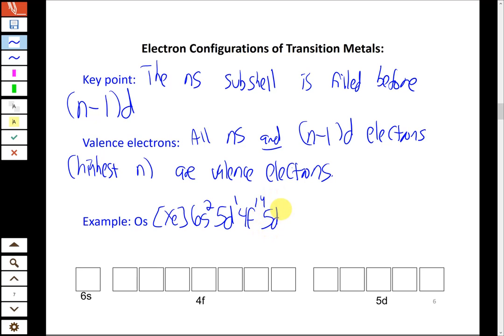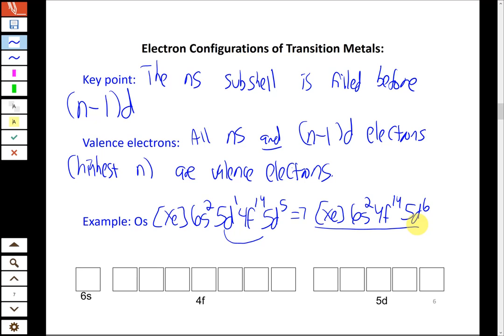Now, this is not the conventional way to write this, though. We're going to group these all together. So really, you would write this as follows. Xenon, 6s2, 4f14, and then we combine the 5d electrons and write it as 5d6. There's a total of 6 of them. So this is the correct configuration for osmium.